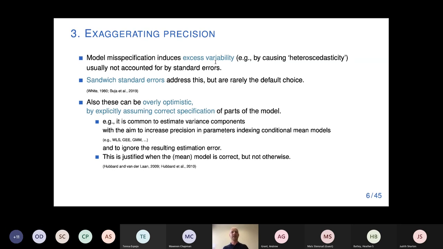And one rather convincing example I find that is suggested in these papers by Mark van der Laan is a generalized estimating equation, which is an estimation strategy to fit conditional mean models when we have repeated measures data. So in that context, it's very common to estimate variance components with the aim to increase precision. And eventually, it's very common to ignore the resulting estimation error that comes from estimating those variance components. And there's a good justification, because if the conditional mean model is correct, well, then estimation of the variance components is not really affecting asymptotic inference for the mean parameters. The actual truth is that the mean model is very likely misspecified, and in those cases, estimating variance components will typically give rise to excess variability that we don't usually acknowledge in our inference.